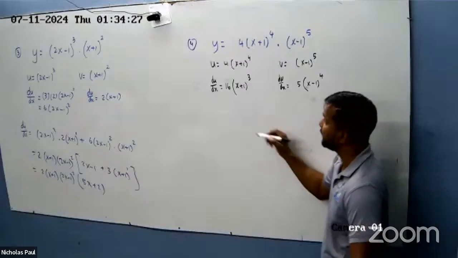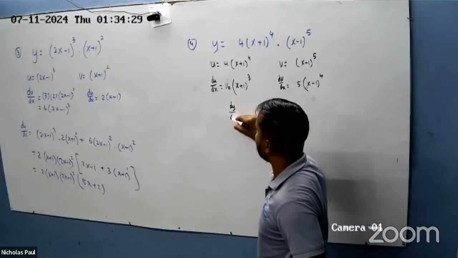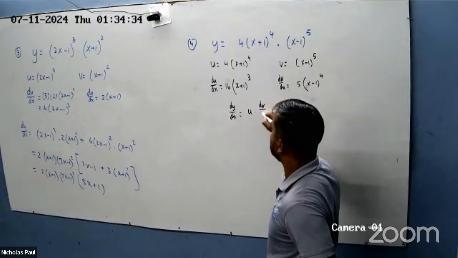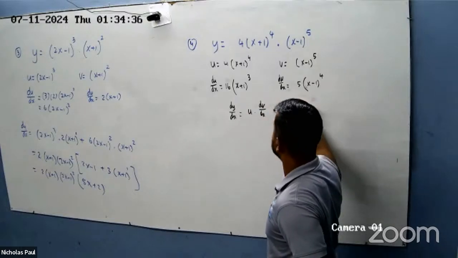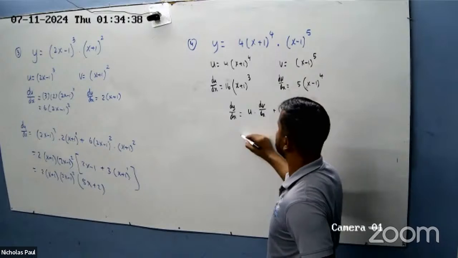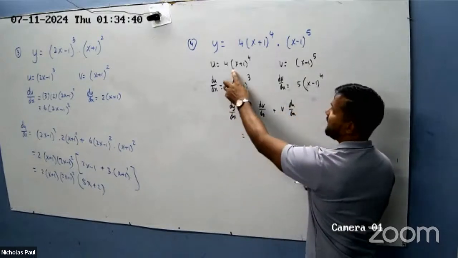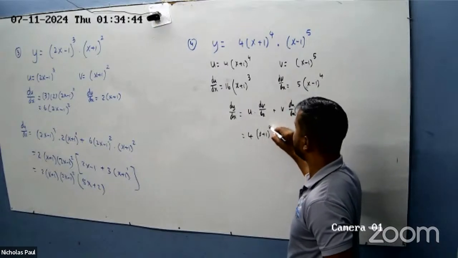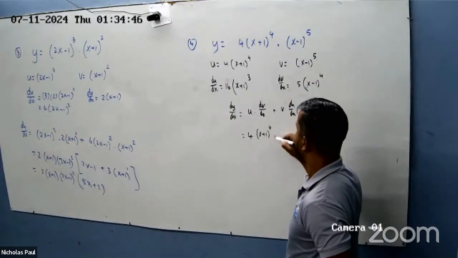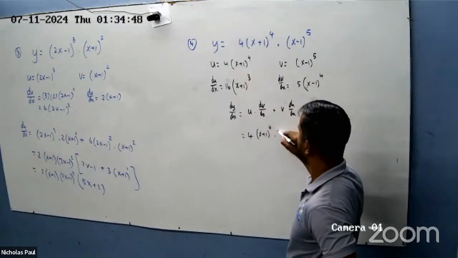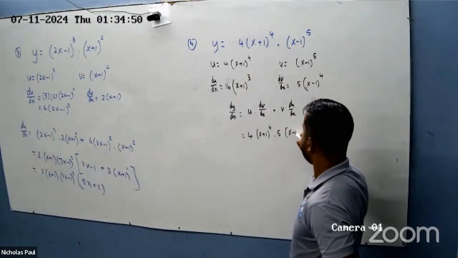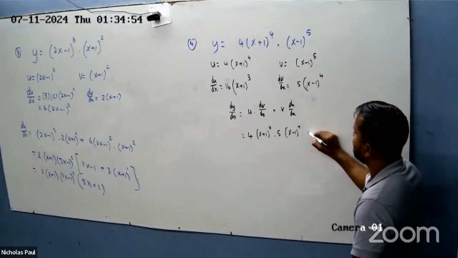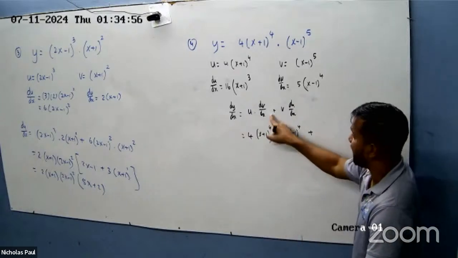That's good, right? Now you want to get dy/dx. To get dy/dx, we use the formula u dv/dx plus v du/dx. Right? u is this here. So that's 4 by x plus 1 to the power of 4 multiplied by dv/dx, which is 5 by x minus 1 to the power of 4. Right? Plus, the plus sign in the middle, right?